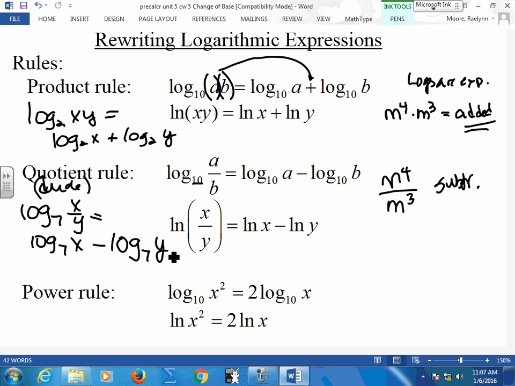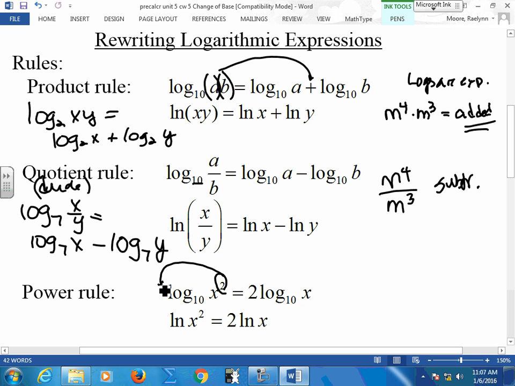Okay? Now we have one more rule called the power rule. And this is the one we use a lot because this is the one that helps us get our exponent to come down. And the power rule says, take your exponent and just bring it down in front.